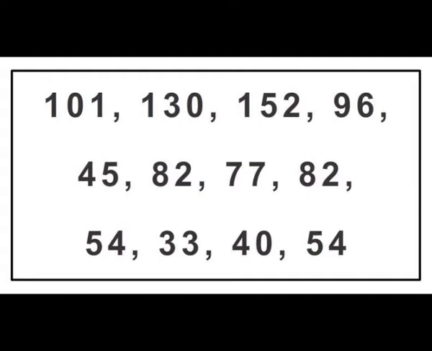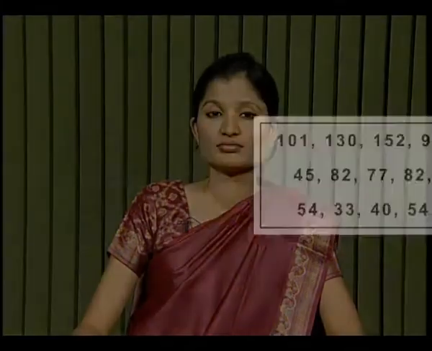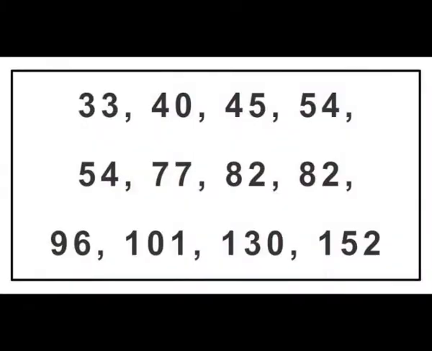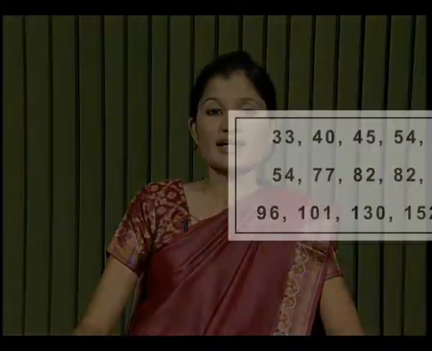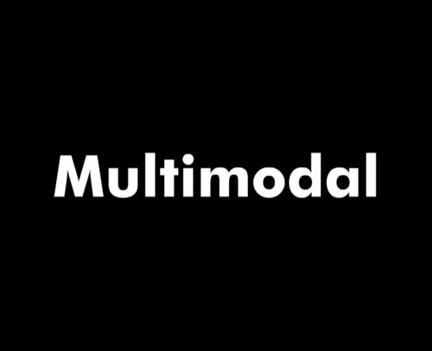Calculating mode for the following data. Arranging the data in ascending order. Here, the measures of 54 and 82 both are occurring 2 times in the distribution. Therefore, it is called bimodal. Similarly, the recurrence of many measures in a series makes it multimodal. When there is no measure being repeated in a series, it is designated as without mode.